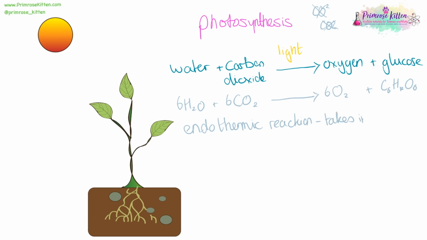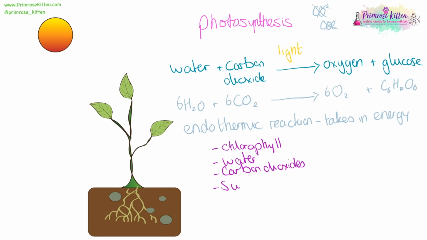It takes in energy. There are certain requirements for photosynthesis. First of all, we are going to need chlorophyll. That is our green pigment in leaves. We're going to need water and carbon dioxide because they are our reactants, and then we're going to need sunlight. And the levels of these can greatly affect how much photosynthesis takes place.